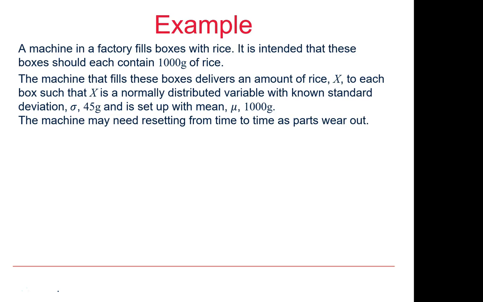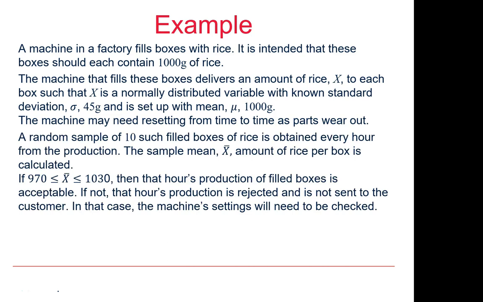And it's very common in production that the variability, the standard deviation of the way a machine behaves may be known, but the actual mean can be changed, and it may need resetting from time to time. So this machine's filling boxes with rice, and every hour from that hour's production, a random sample of 10 filled boxes of rice are obtained.